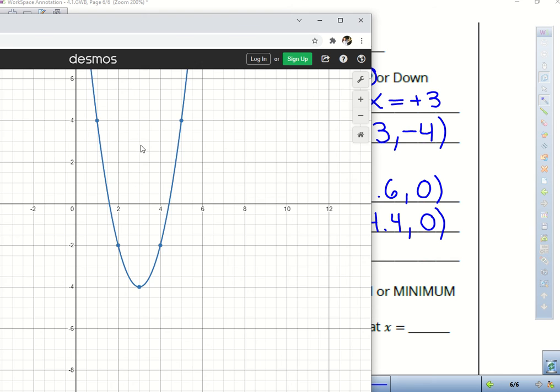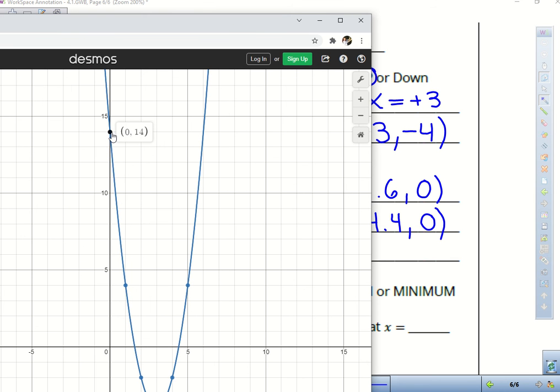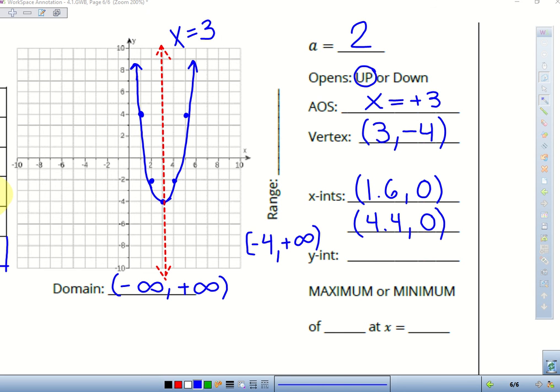So we're going to zoom out. And as you can see, we cross the y-axis at 0, comma 14. And this graph has a minimum. And the minimum is -4 at 3. Good. All right.